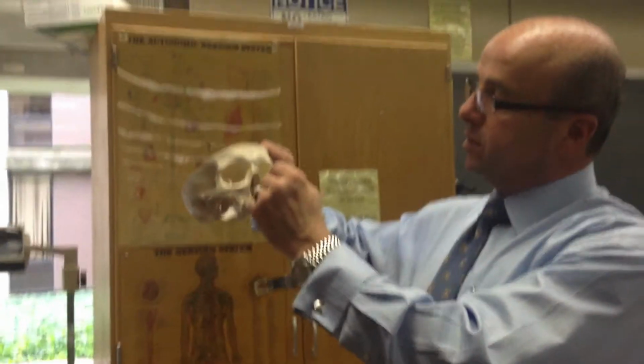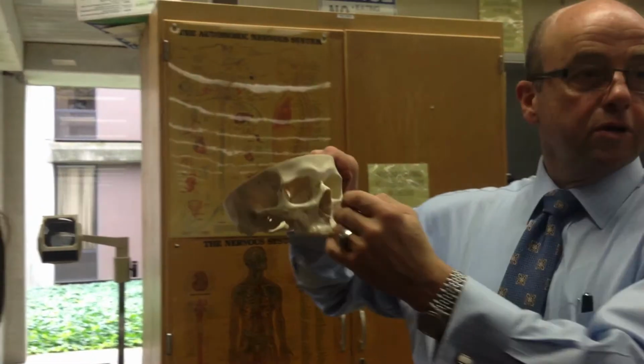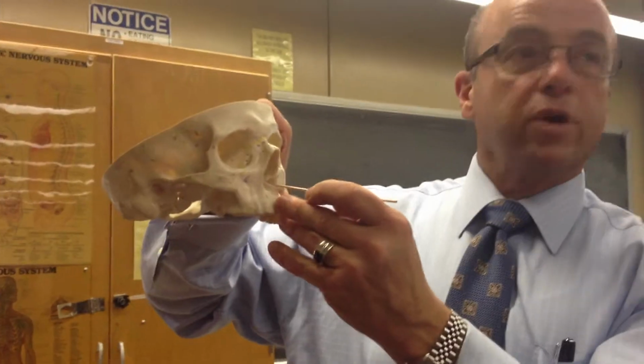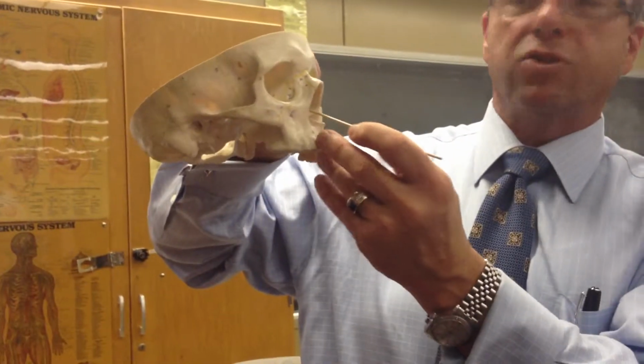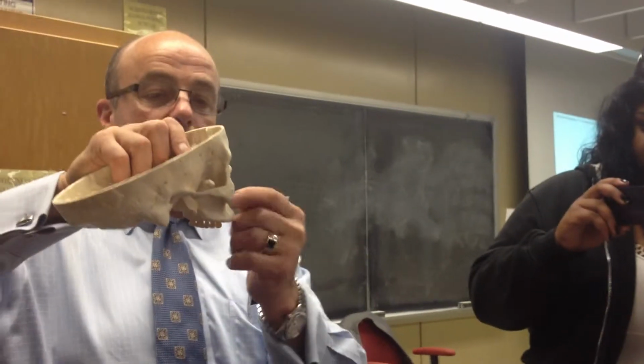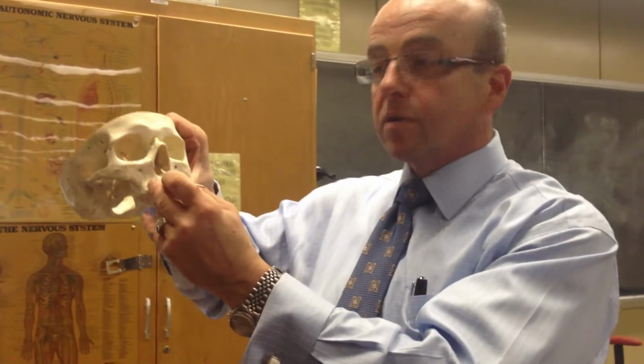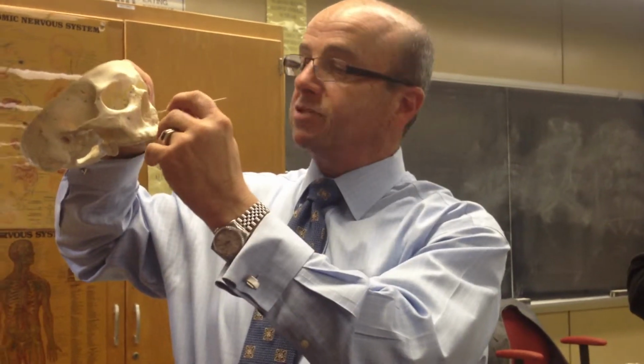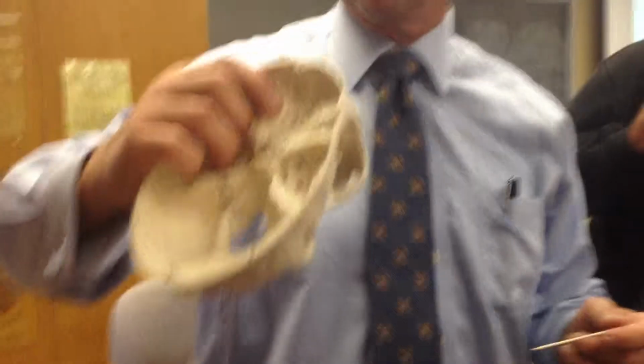Okay. What's this whole bone in here called? It's called your bony nasal septum. What's it made out of? Cartilage. What two bones make up the bony nasal septum? What bone is this? The vomer. This is the vomer. And then this is the perpendicular plate of the ethmoid bone. That's what makes up your bony nasal septum. Okay?